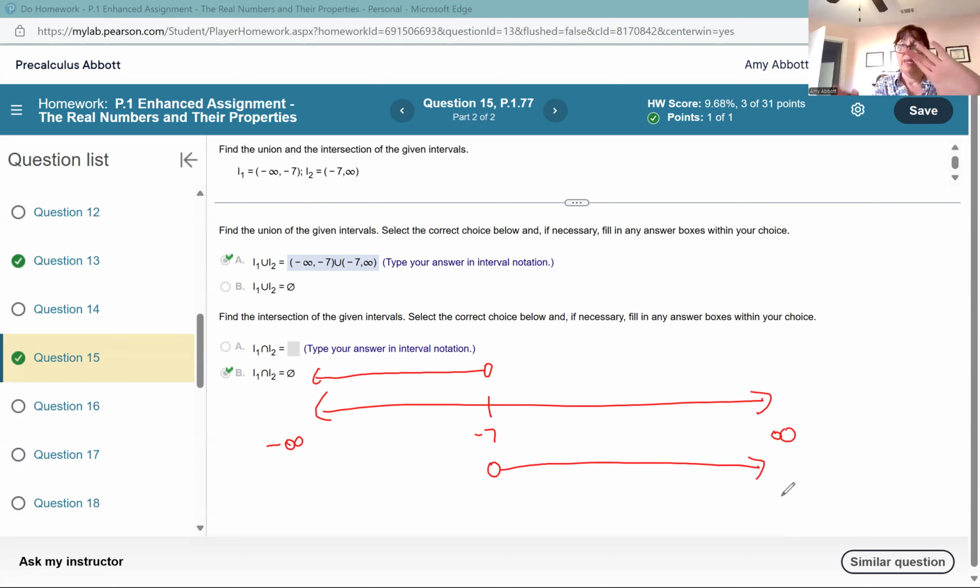So notice these two sets do not overlap because they don't share the number -7. It's not in either of the two sets. So when you do the union of it and put them together, you can't include the -7 because it's not in either set at all. So you just leave it out. So it's negative infinity to -7 union -7 to infinity. And then likewise, there's no intersection because they don't overlap at all. If there was some overlap, then there would be an intersection, and there's not.